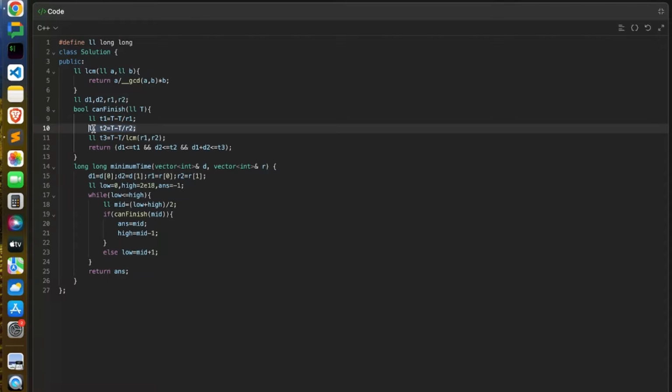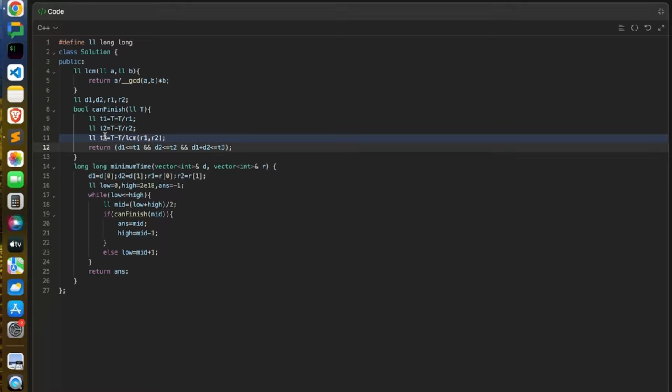Now similarly for T2, this is the time when drone number 2 can make the delivery, and t divided by R2 is the time when drone number 2 would be recharging, right? So this is the available time for T2, and T3 is the time when both can make the delivery, because we know that for the LCM of R1 and R2 both would be recharging, right? Because there could be multiple such times also.